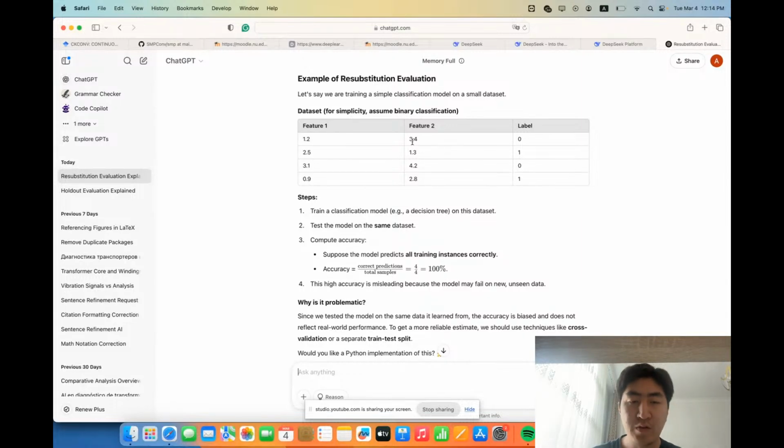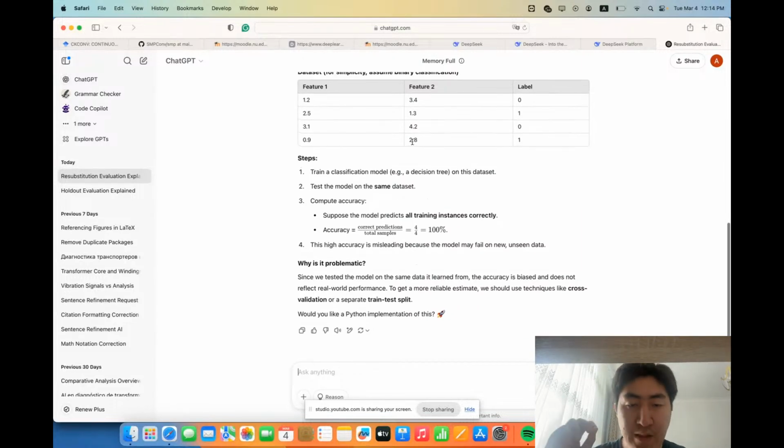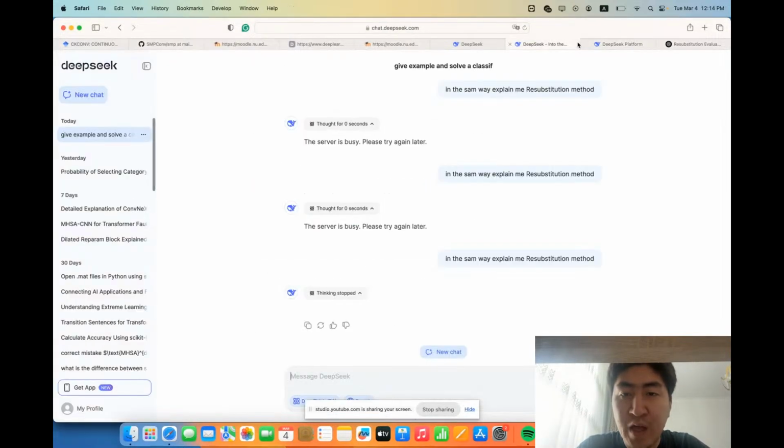Why is this problematic? Since we tested the model on the same data it learned from, the accuracy is biased and doesn't reflect real-world performance. To get a more reliable estimate, we should use cross-validation or a separate train/test split. You see, that's the reason. That's a fact that we really have to know.